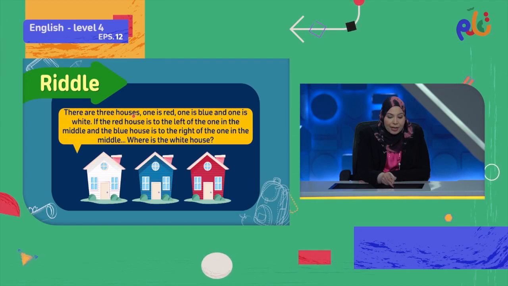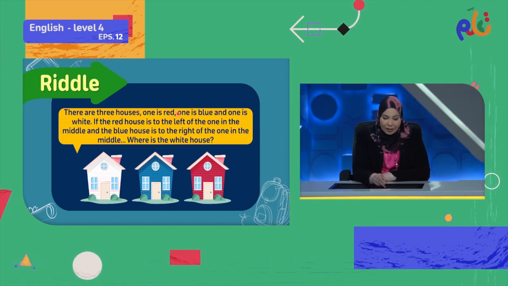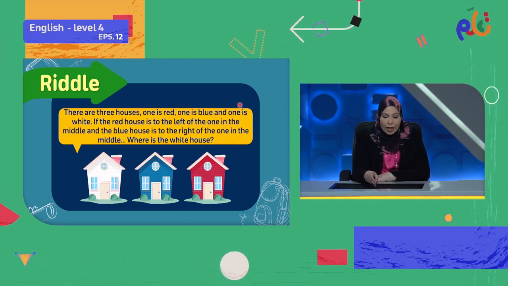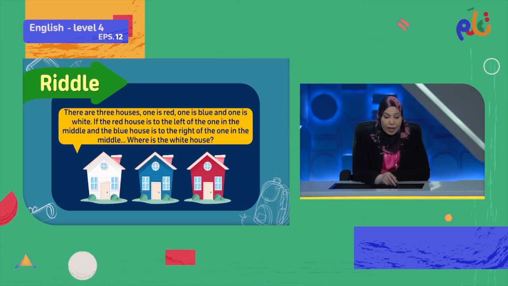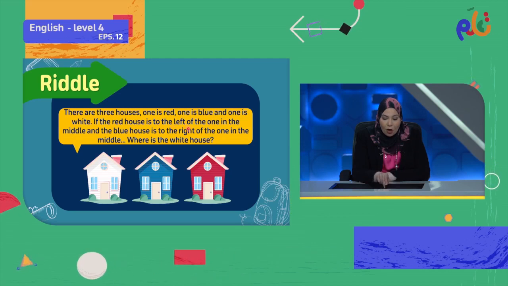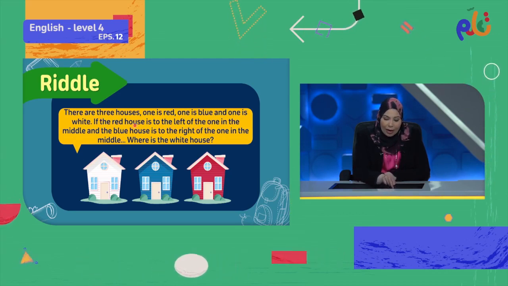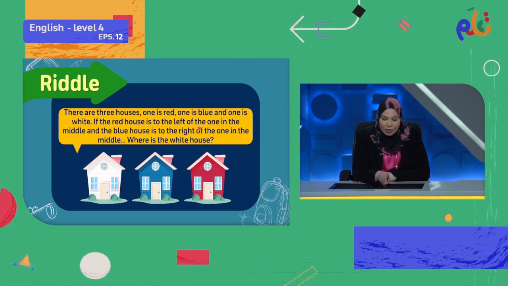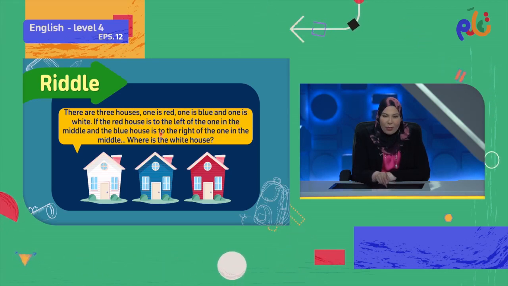Okay, and for our next riddle, or for the last riddle, there are 3 houses. One is red, one is blue, and one is white. If the red house is to the left of the one in the middle, and the blue house is to the right of the one in the middle, where is the white house?